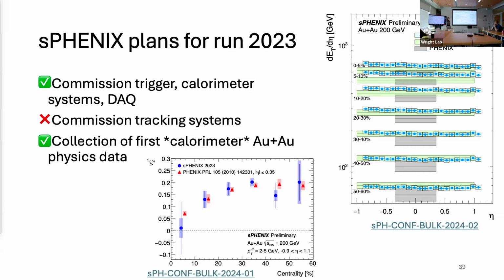The sPHENIX request really is that we need to get the gold data set. That is number one priority. We have some issues, as I described, in the PP data set, so we probably will ask if there's time after the gold to potentially get more PP. And then after that, we're really interested in the small systems, so the proton-oxygen and the oxygen.